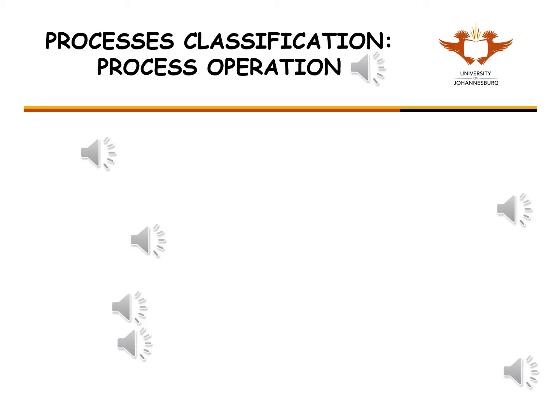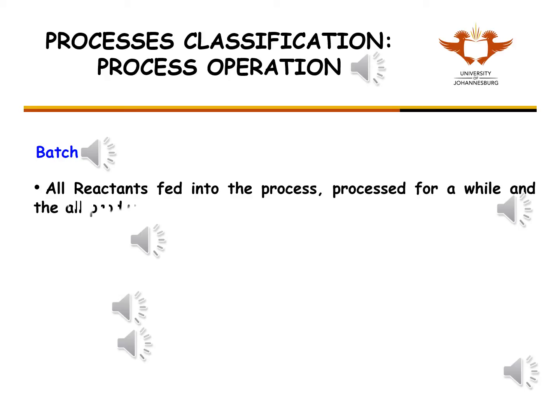There are 3 different ways to operate your process, and these are listed in this slide. For example, a batch of 1 ton of cement is produced after heating limestone for 4 hours. Once you are done, you need to start the process over again to produce the next 1 ton batch of cement.